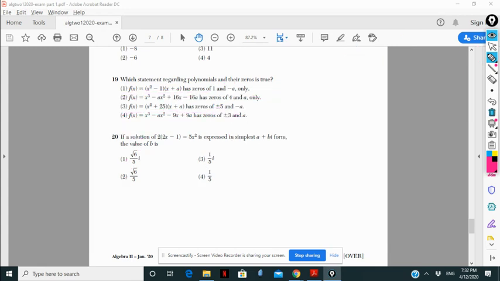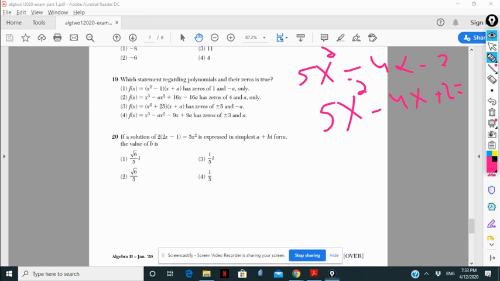Question number 20. If the solution of 2 multiplied by 2x minus 1 equal to 5x squared is expressed in the simplest a plus bi format, find the b value. So I have to solve this one. 5x squared equal to 4x minus 2. I'm making them on one side. So 5x squared minus 4x plus 2 equal to 0.